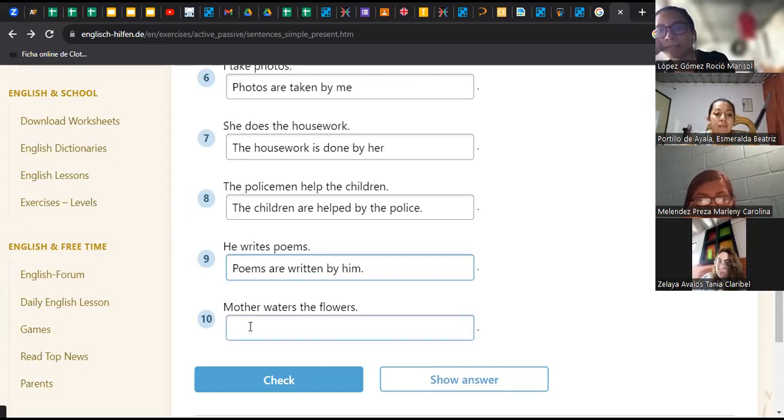What about number 10? The flowers are watered by mother. Because we don't have "my mother" here, if you pay attention, but okay, we're going to say "my mother". All right. So these are the correct sentences.